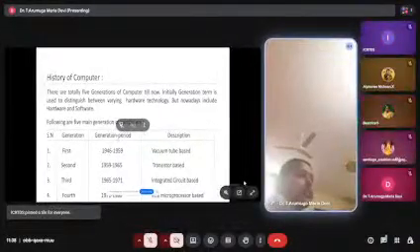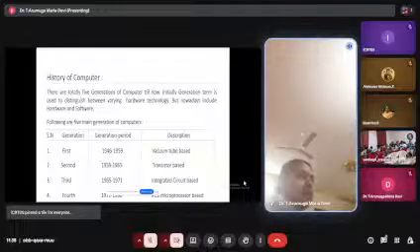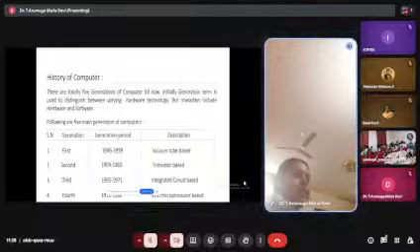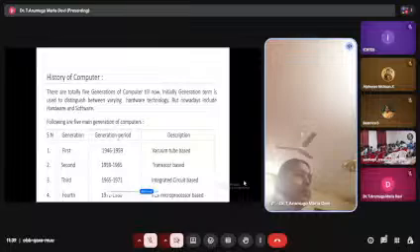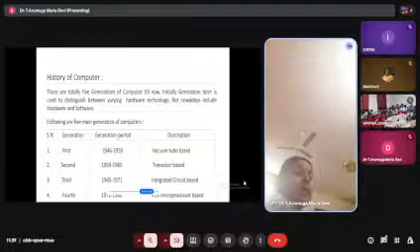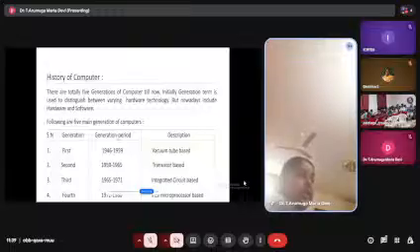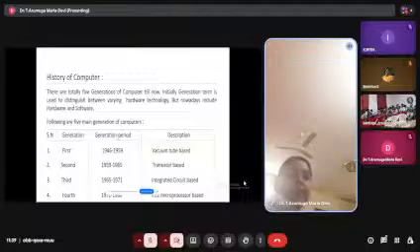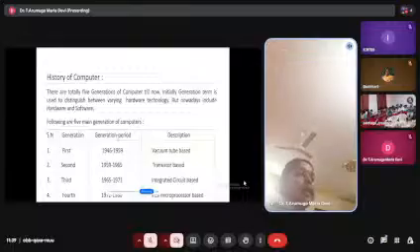The second generation computer is based on transistors. The transistor only replaced the vacuum tube. So we have smaller size and faster processing speed, and we get more efficient computation here.